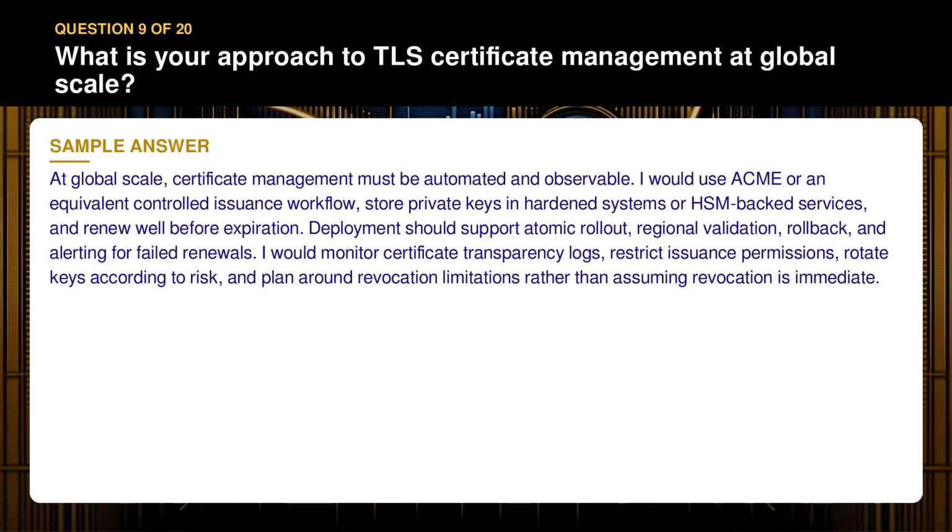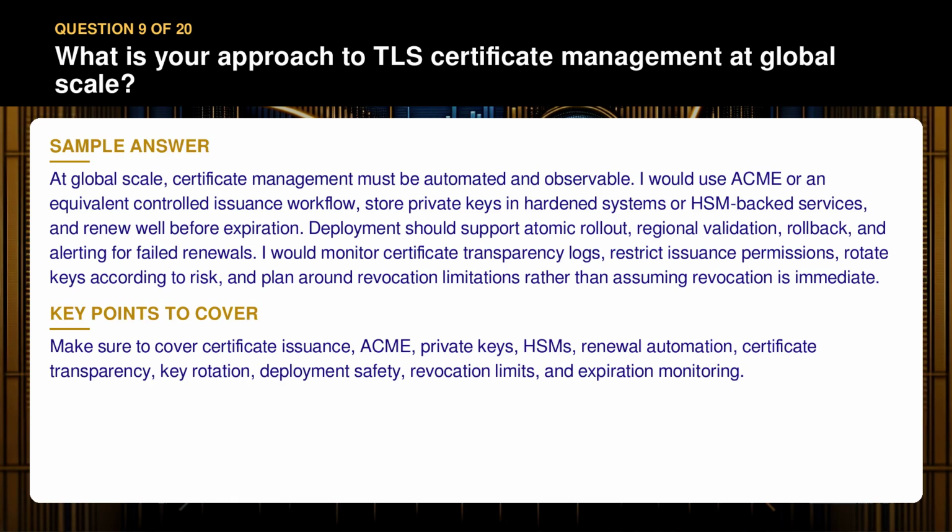At global scale, certificate management must be automated and observable. I would use ACME or an equivalent controlled issuance workflow, store private keys in hardened systems or HSM-backed services, and renew well before expiration. Deployment should support atomic rollout, regional validation, rollback, and alerting for failed renewals. I would monitor certificate transparency logs, restrict issuance permissions, rotate keys according to risk, and plan around revocation limitations rather than assuming revocation is immediate.